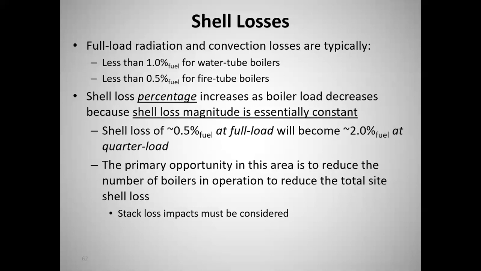Okay, so that's really our biggest opportunity. If you go into a plant and they're operating 3 or 4 boilers and the load is not very high on each boiler, say, well, could we not turn off one and operate 1 fewer boiler, eliminate that complete shell loss and let the other boilers just operate at a higher percent of fire. So that's what you look for.